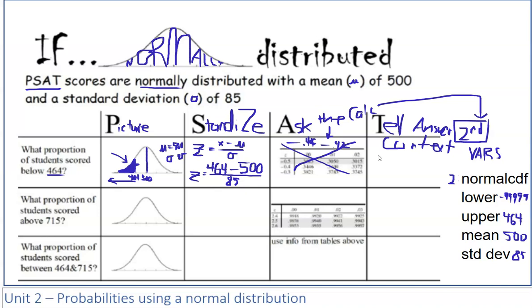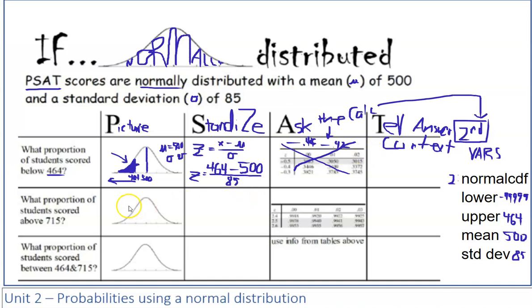But whatever that answer is, I know it's under 50% because we're below the mean and we're talking about the lower boundary there. I'm going to assume it's somewhere around, let's say, 35%. So you would say something to the effect of the proportion of students that scored below a 464 was 0.35 or 35% or whatever the real number is.